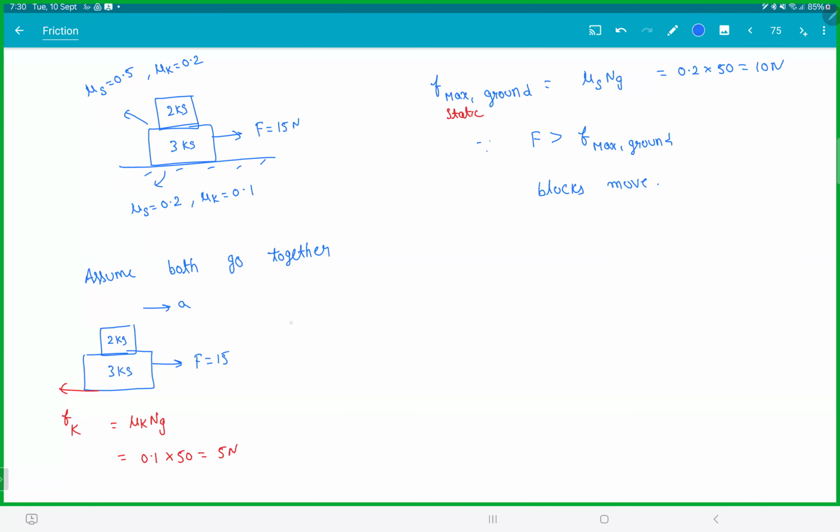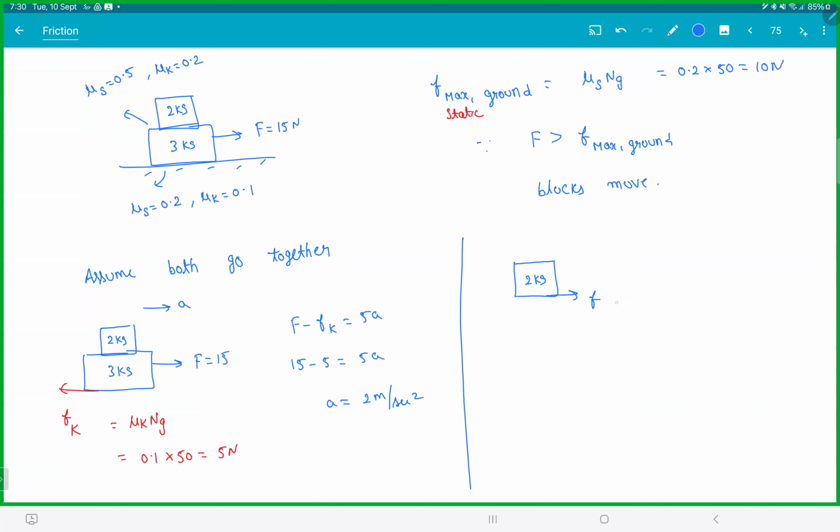So from here we get F minus Fk is equal to 5a. That's 15 minus 5 is equal to 5a. We get acceleration is 2 meter per second square. Perfect. Take any one block. I will again take the 2 kg block.